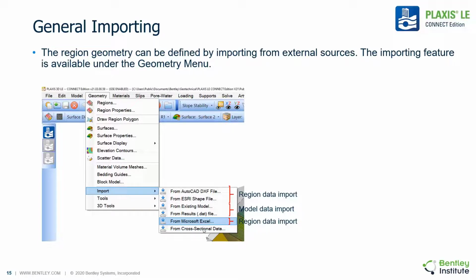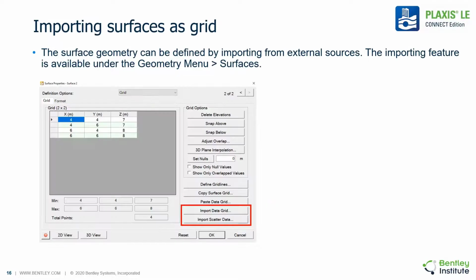Another option for importing is the import of cross-section data if you'd like to use the cross-sections to represent and convert these cross-sections into a 3D representation of your site. Material volume meshes, bedding guides, and block models are three types of geometry paradigm that can be imported in this dialog as well. They refer to advanced model creation. The surface geometry as a grid can be imported from external sources.